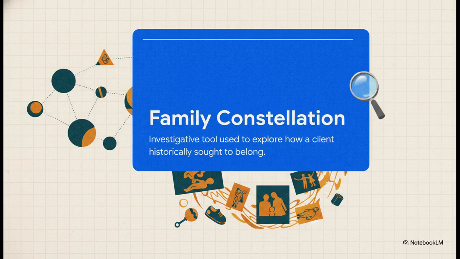Then, once the client feels fully understood and valued, that's when they step into stage 2, assessment. During this assessment stage, the therapist basically becomes a sort of investigative guide. They pull out tools like a family constellation and early recollections to really piece together this psychological puzzle. Analytically, they're looking closely at things like birth order and a person's earliest memories. Why? To investigate how the client historically sought to belong within their very first social system, their family.